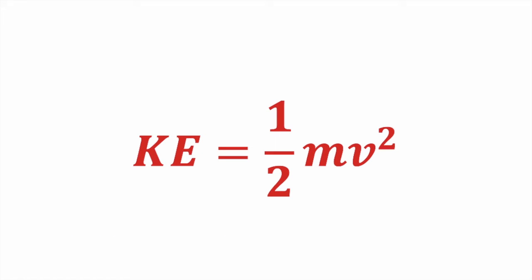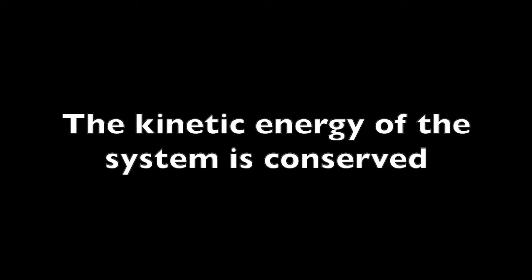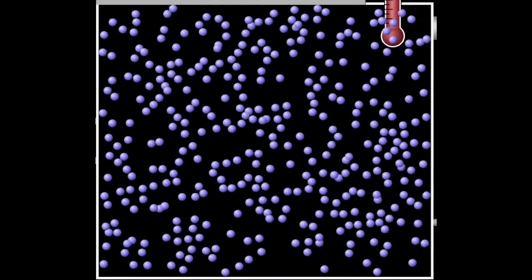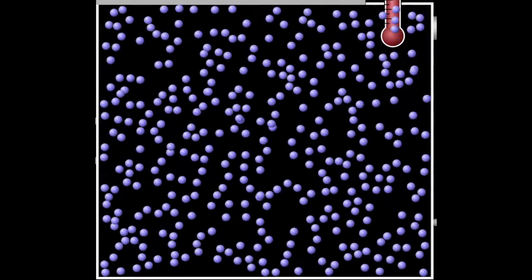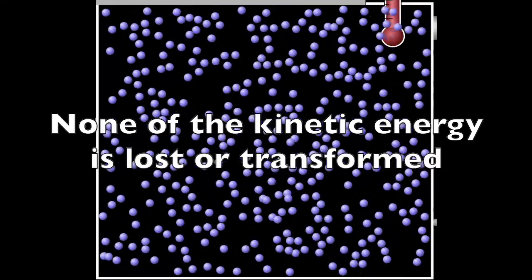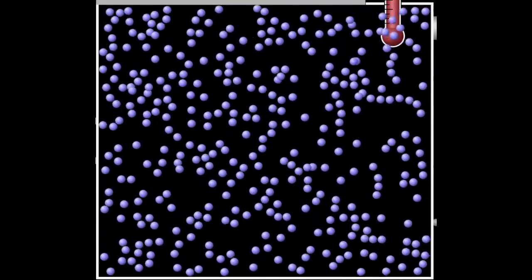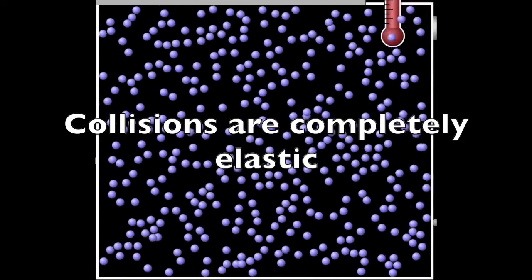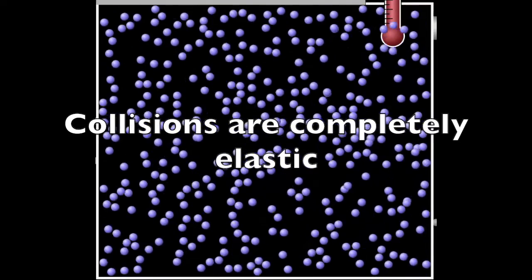In ideal gases, the kinetic energy of the system is conserved. What this means is that while the gas particles are bouncing around, none of the kinetic energy is lost or transformed into any other type of energy. We say that the collisions against the wall or against other particles are completely elastic.